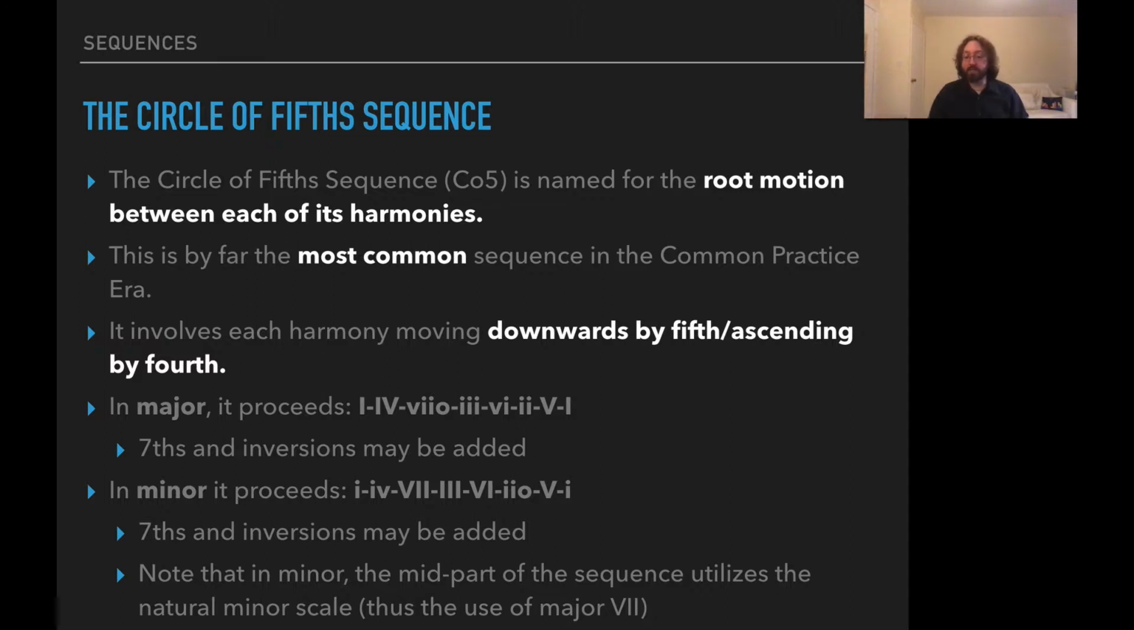Note that when we're using these, we can of course use sevenths, as we saw in that graphic about the origination of sequences. Sevenths are absolutely fine to use in sequences, and they sound great.